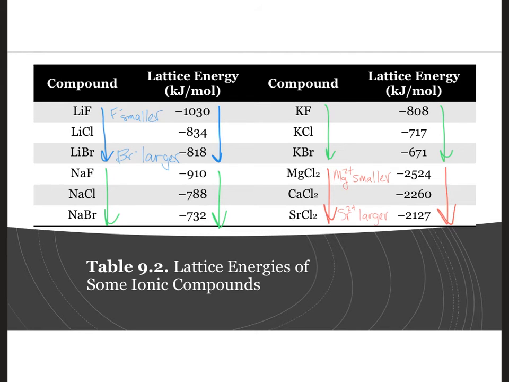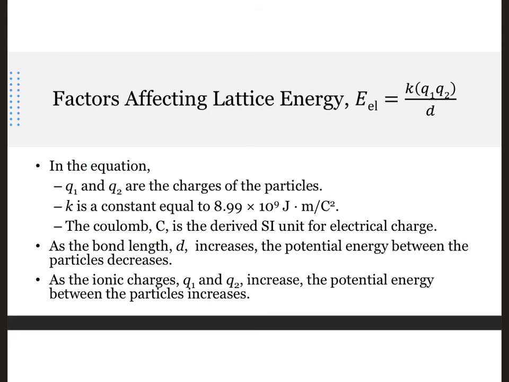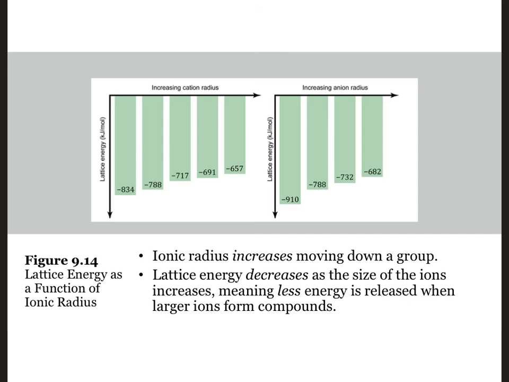Or if we compare the lattice energy of sodium chloride and calcium chloride, it would seem that calcium with its +2 charge has a much larger lattice energy than sodium with its +1 charge. So what explains these observations? You won't be expected to calculate this, but the equation relating the charges of the ions Q1 and Q2 divided by the distance between the two charges is helpful in rationalizing the observed periodic trends.